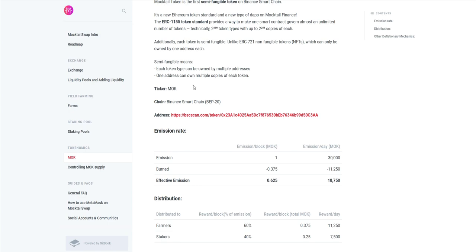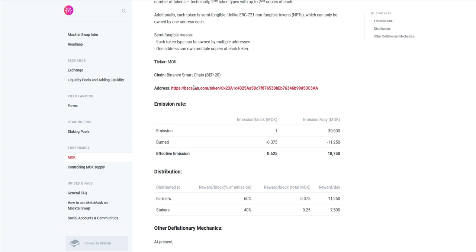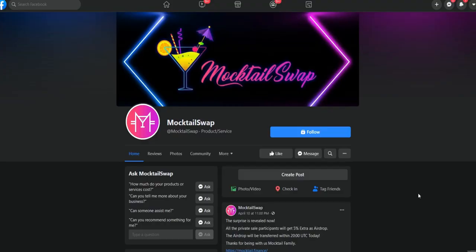Another question can hit your mind. Why does Mocktail use semi-fungible? What is the advantage of this? Well, by the semi-fungible system, each token type can be owned by multiple addresses, and one address can own multiple copies of each token. Unlike ERC 721 non-fungible tokens, which can only be owned by one address each.